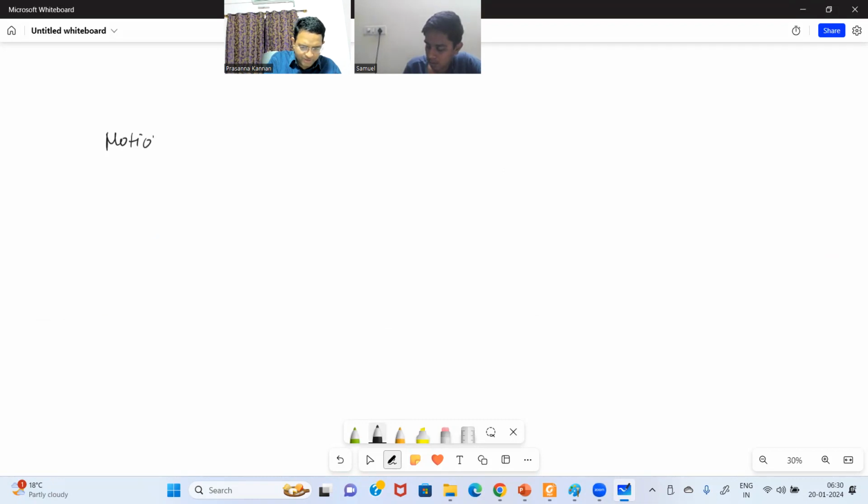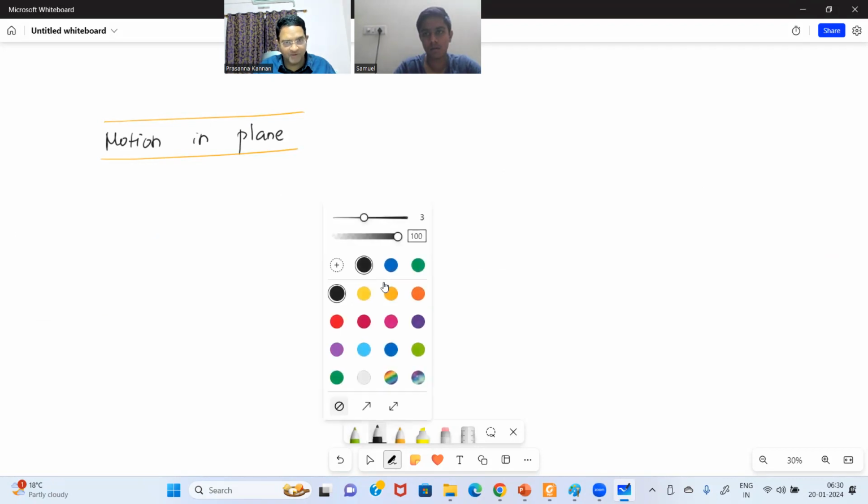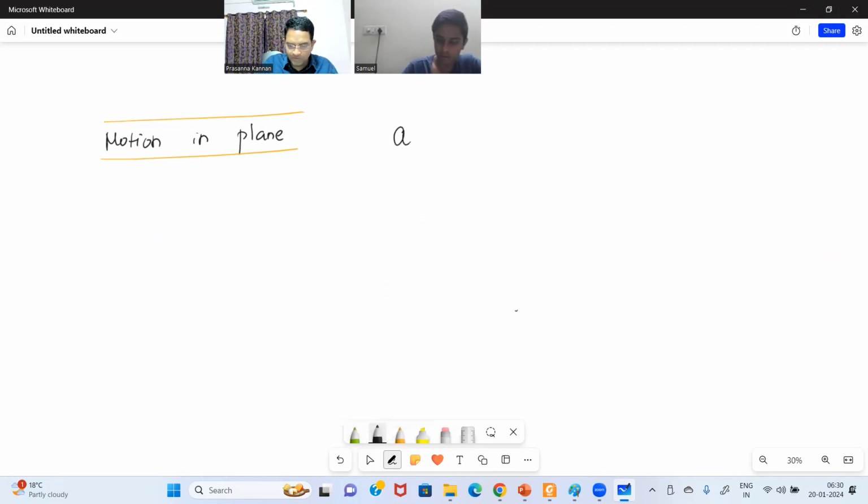Just a few ideas in motion in a plane, and then we'll move on to some questions, at least from your model paper. So in motion in a plane, the first thing that you learn is about vectors, very, very important. The dot product of two vectors is given by the product of the magnitudes of the two vectors and cos of the angle between them, where the angle is theta.